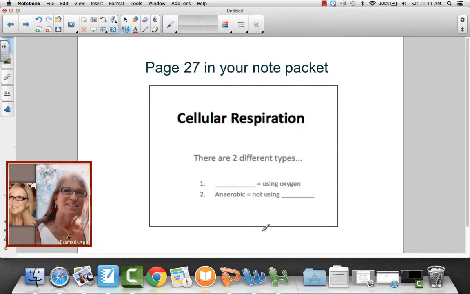Okay, so now you're going to turn to page 27 and you're going to continue. We're going to look at cellular respiration now, specifically a little bit closer, because there's two kinds. There is aerobic, so aerobic sounds like air, which means it uses oxygen, and then there's anaerobic, not using oxygen. So aerobic means with oxygen, anaerobic means without oxygen.